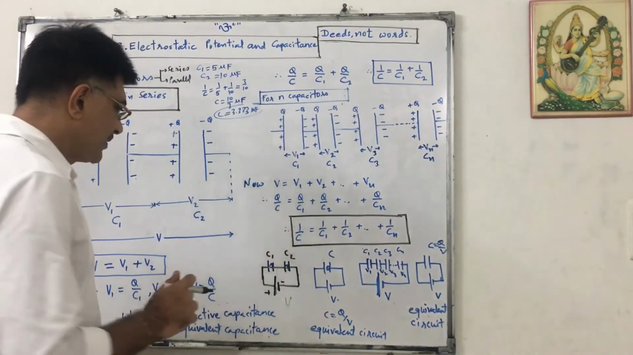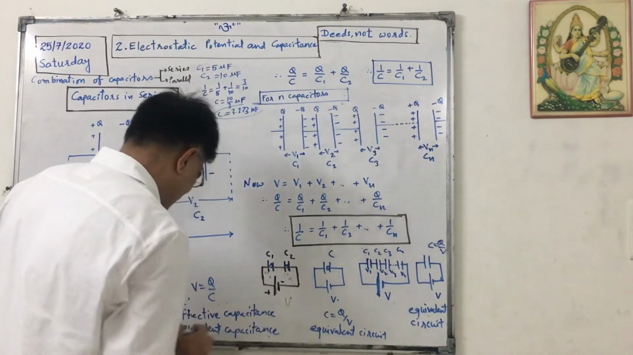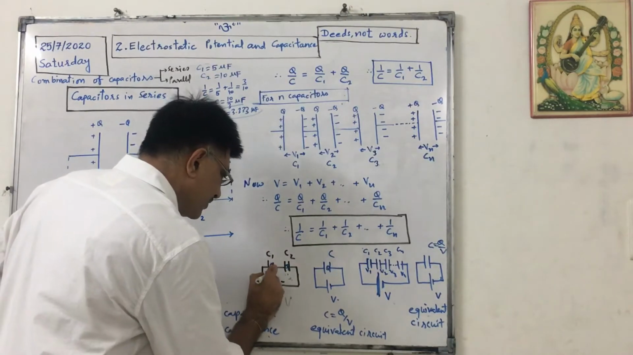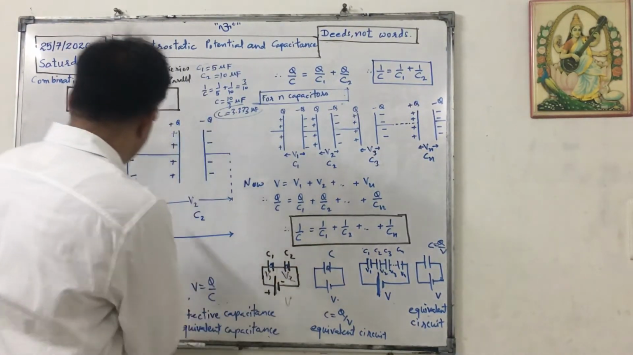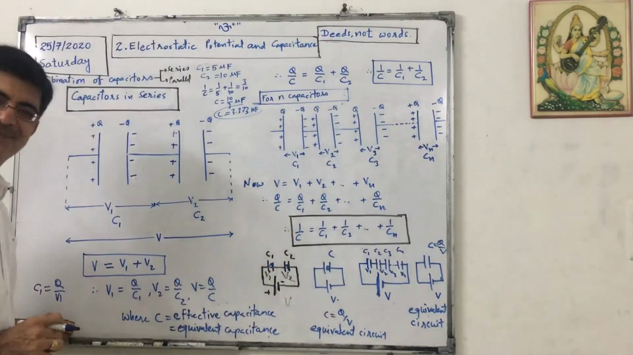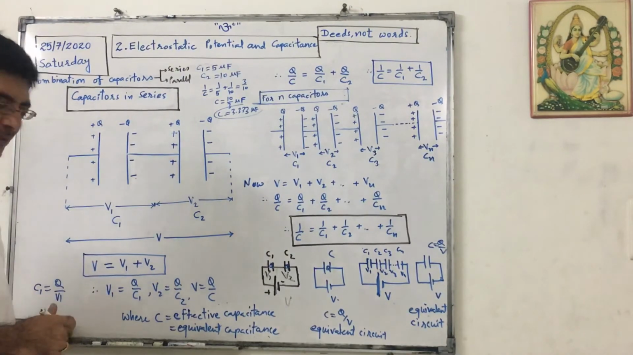See, here potential difference is V1. Here it is V2. Potential difference also we have to write. Here it is V1. Here it is V2. Then I have written here V1 and V2. Total potential difference is V. So we know that V equals V1 plus V2.